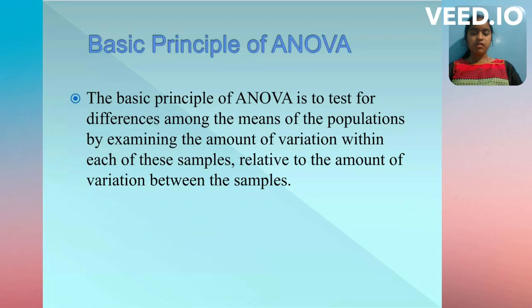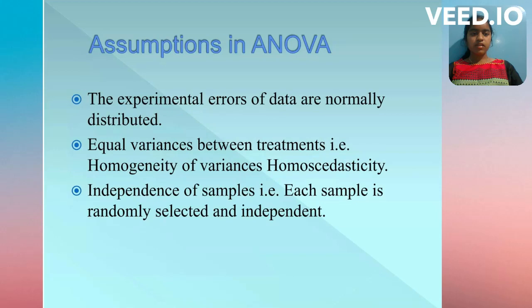Basic principle of ANOVA. The basic principle of ANOVA is to test for difference among the means of population by examining the amount of variation within each of these samples relative to the amount of variation between the samples. Assumptions in ANOVA: the experimental errors of data are normally distributed, equal variance between treatments, homogeneity of variance, independence of sample, that is, each sample is randomly selected and independent.